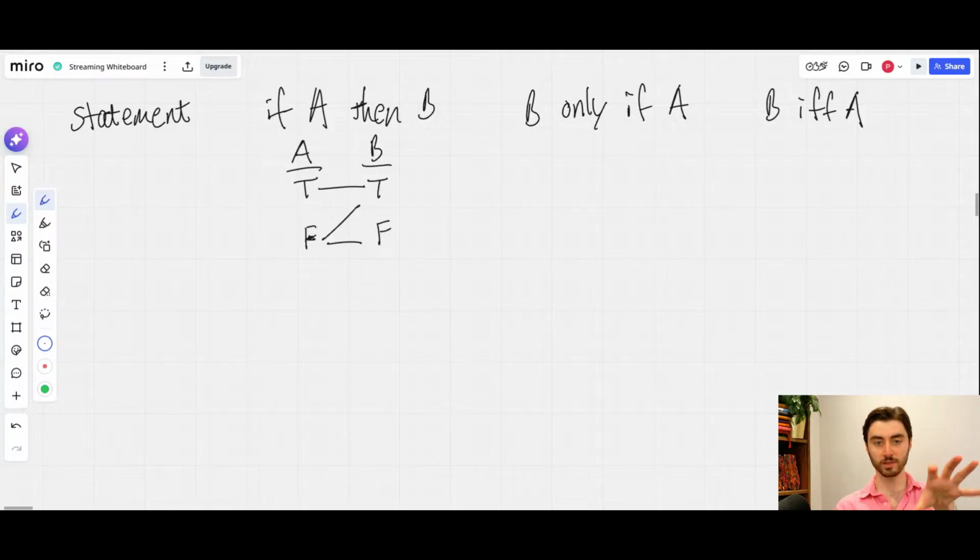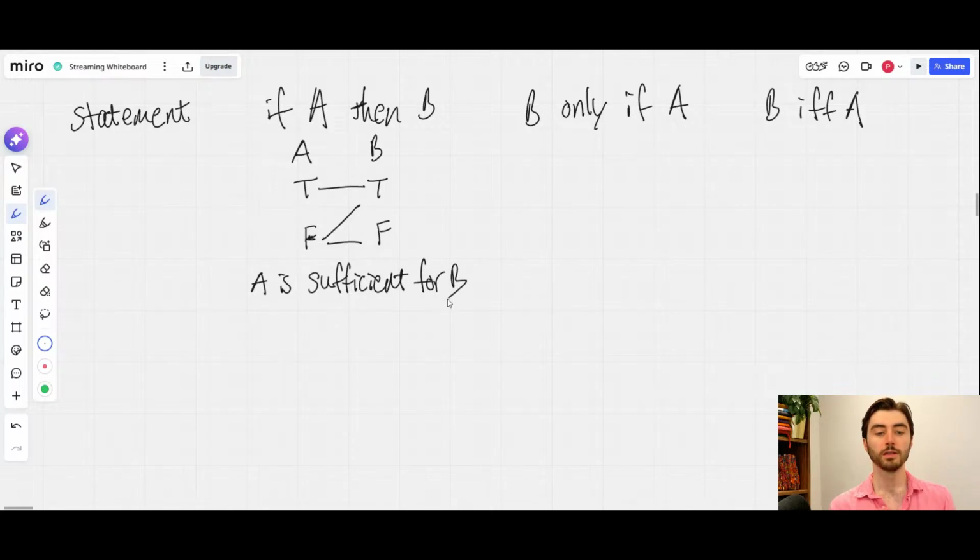Now, the reason why I think this representation is helpful is because it contains so much additional information in the one diagram. First of all, let's rewrite this. This also means that A is sufficient for B, right? So A is sufficient for B. It means if I have A, then I can conclude with certainty that B must be true. But there is other information contained in this diagram.